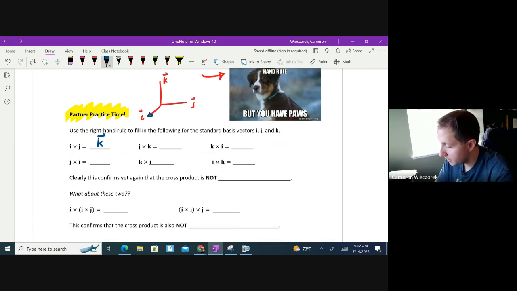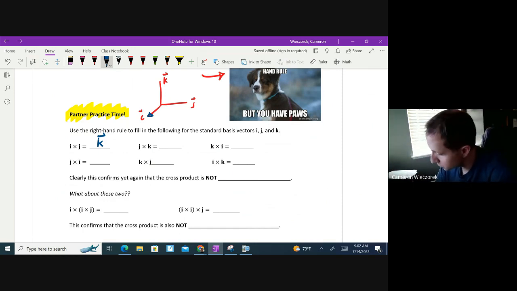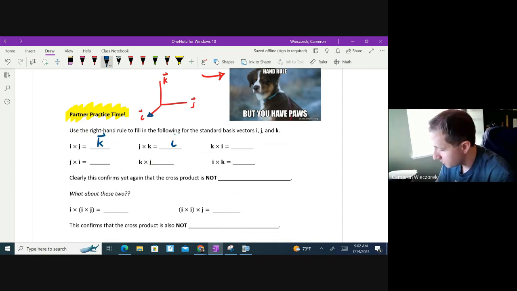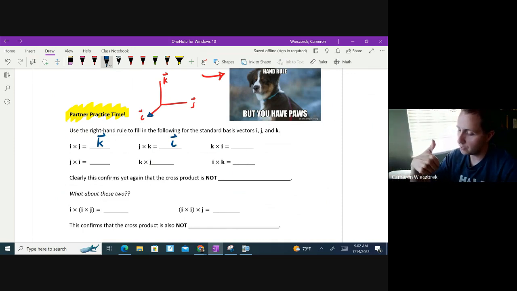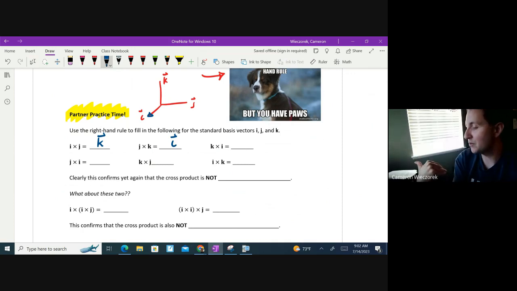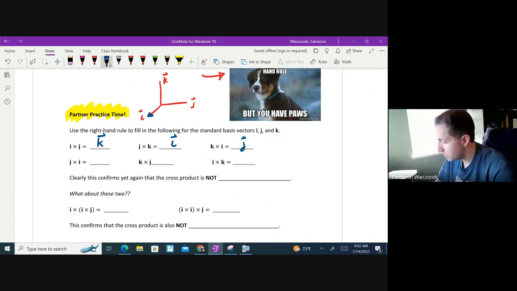j cross k, have your fingers point directly off to the right, curl them until they're pointing almost directly upwards, and your thumb should be pointing out at you, which is the direction of positive i. k cross i, this one's probably the one that hurts the most. Have your fingers point directly up in the air towards k, curl them until they're almost pointing directly out at you, and your thumb should be pointing directly off to the right. So k cross i should be j.